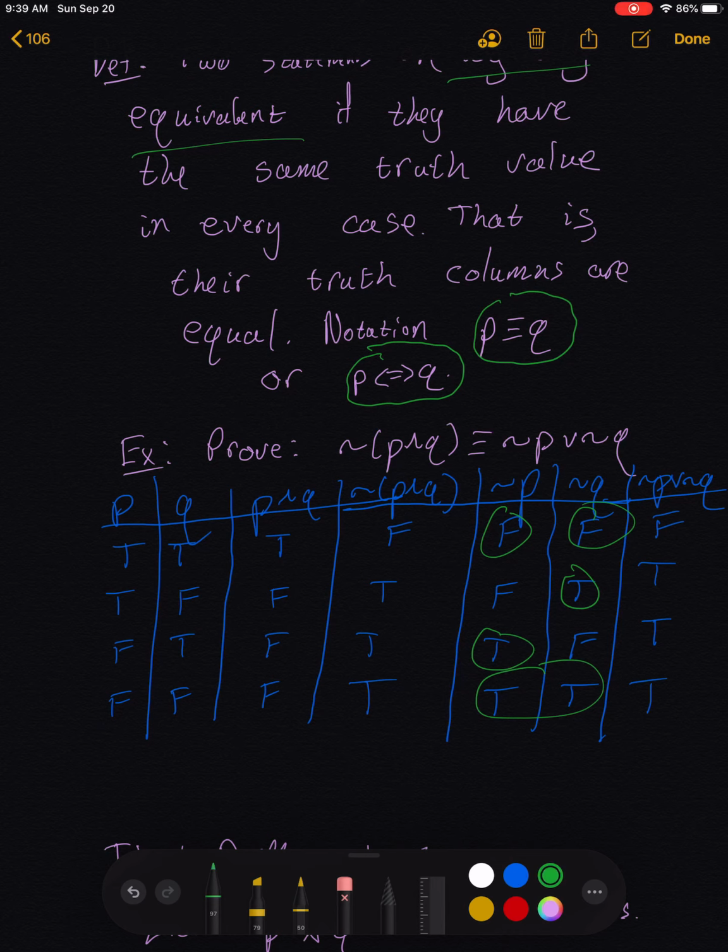Okay, so now if we compare our two columns for the negation of P and Q versus the negation of P or the negation of Q, we see those columns are the same, false, true, true, true. And therefore the two statements are logically equivalent.